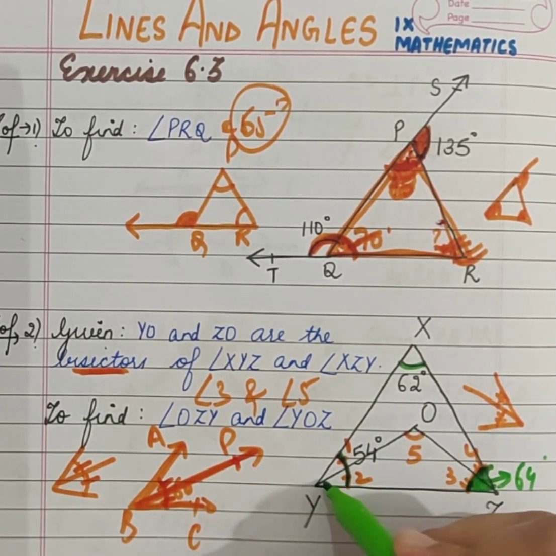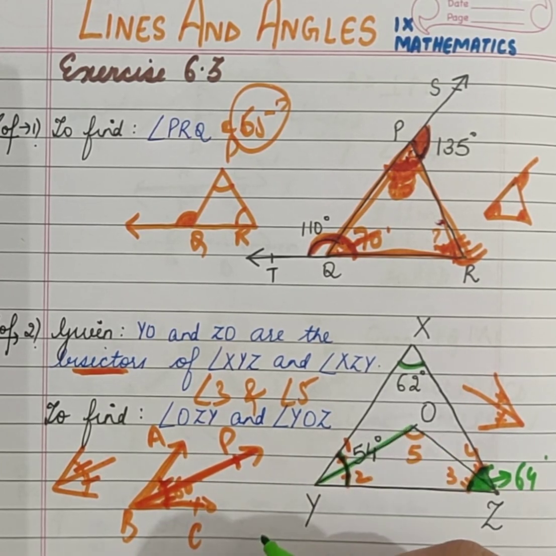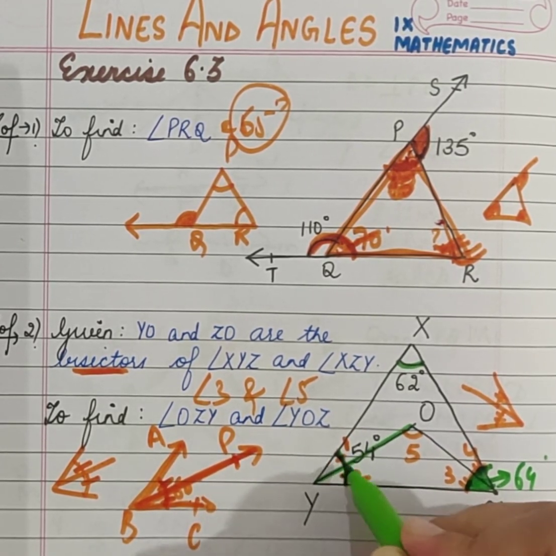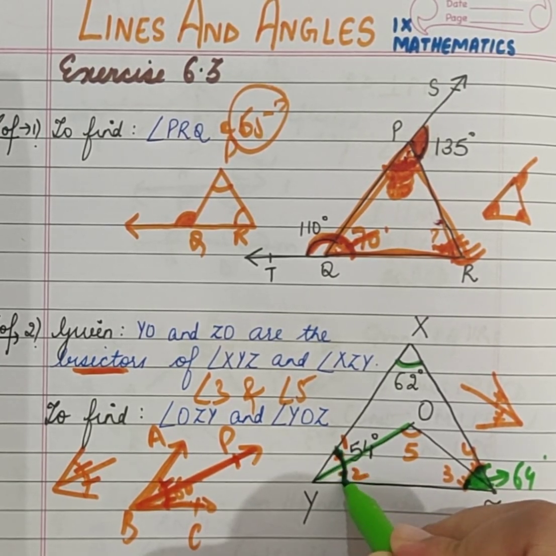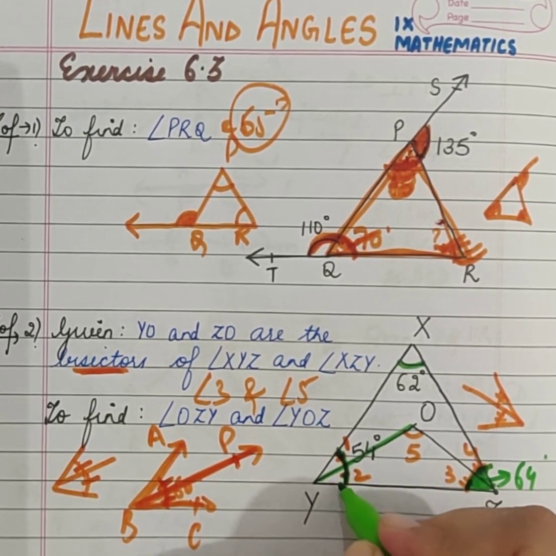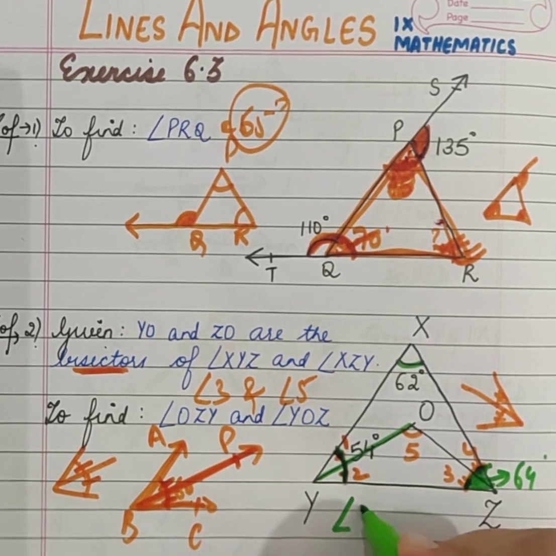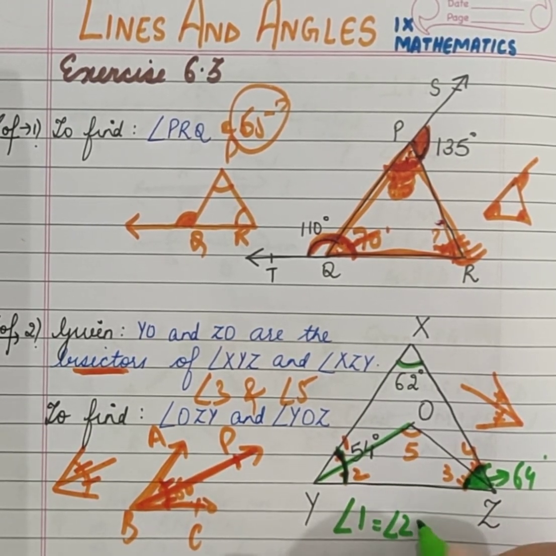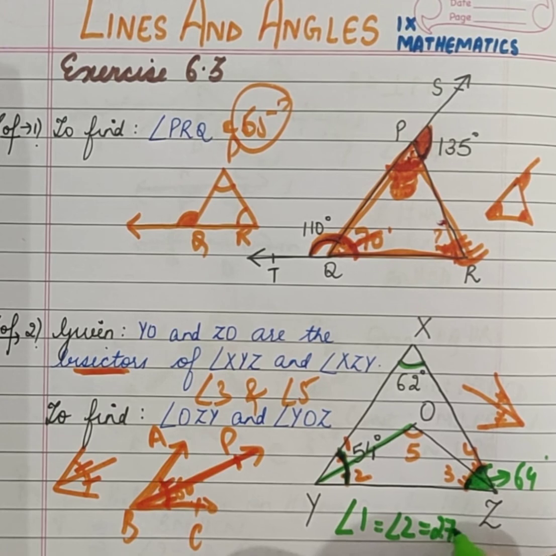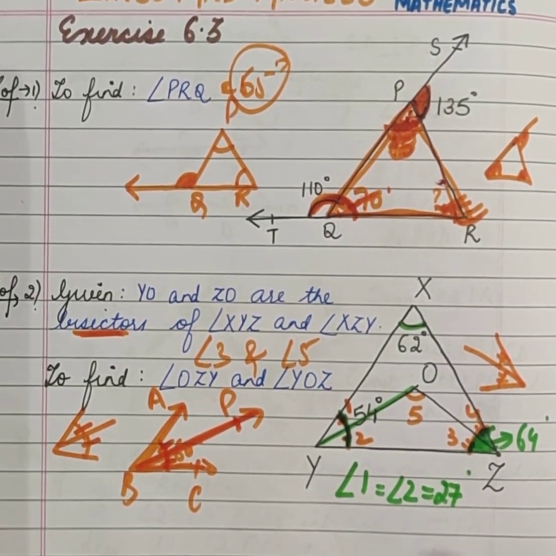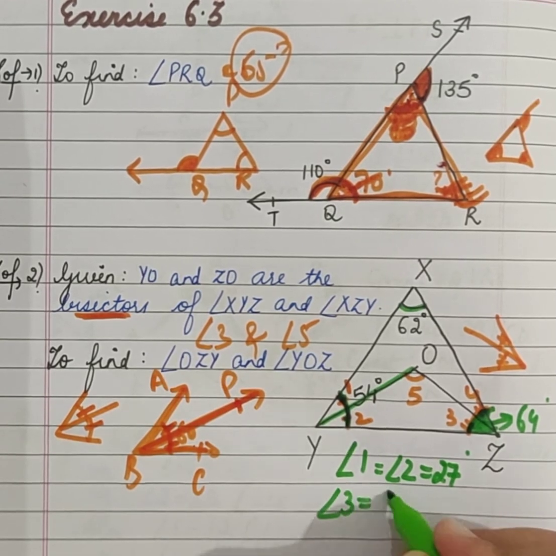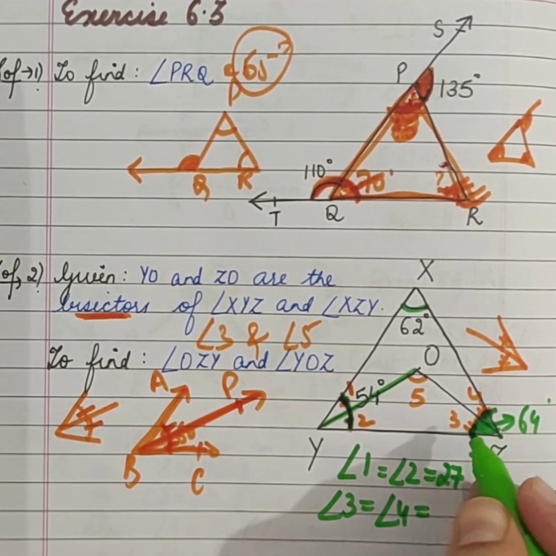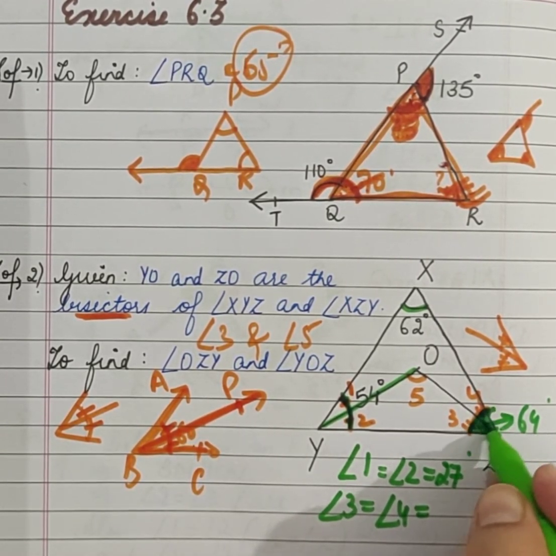Now YO is the bisector. That means angle 1 and angle 2 will have the same value. Their sum is 54. So individually they will be half of 54. That means angle 1 will be equal to angle 2, which is half of 54, equal to 27 degrees. Similarly, angle 3 and angle 4 are equal, which are basically half of 64 degrees.